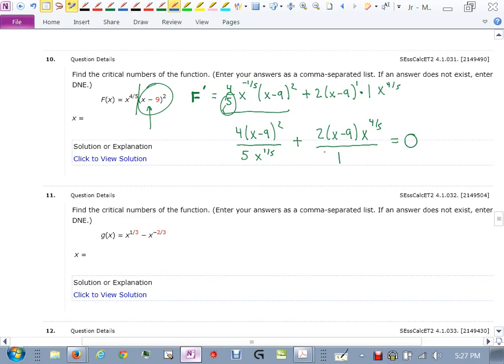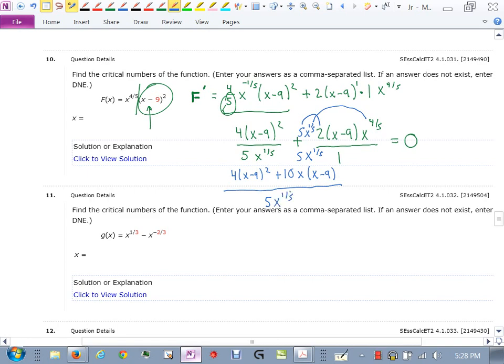So what I will do is I will multiply x to the 1/5 here into 5, 5x to the 1/5 on top. When I do that, I get my 4 times x minus 9 squared plus this 5 and this 2 become a 10. X to the 1/5 times x to the 4/5. We add the exponents. 1/5 plus 4/5 is 1. So I just get x. And I still have x minus 9. And then all of this over my common denominator, 5x to the 1/5.